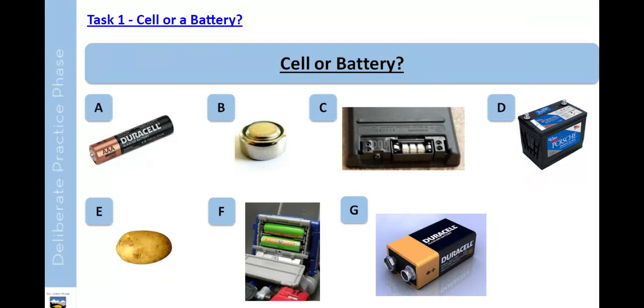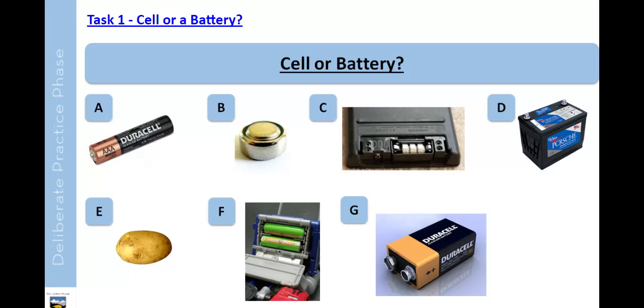So task one, cell or battery? So pause the lesson video, go to your student assignment, decide if A to G are a battery or if they are a cell. Pause the video, come back for your answers.